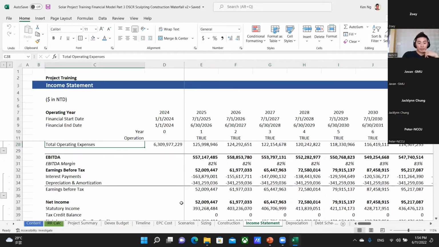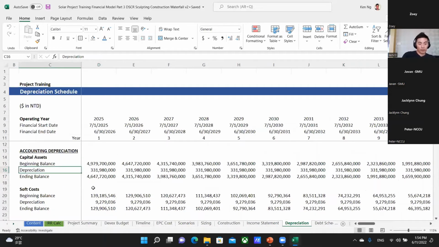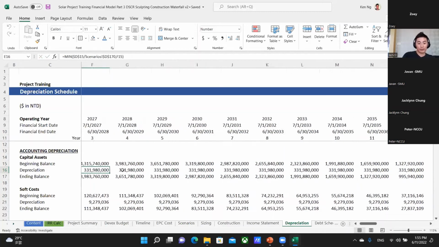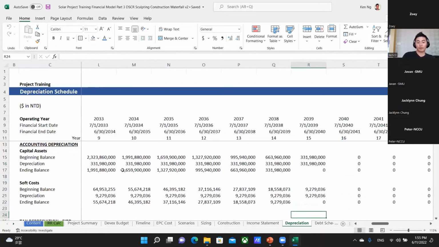Now, we also have the interest, the depreciation and amortization. That comes from our depreciation worksheet, which looks at the depreciation for our hard costs as well as our soft costs. Our soft costs would include the financing fees and the development budget. Our hard costs would include our construction costs for the solar power project. And in this case, we're depreciating it at a 15-year straight line. So you can see that every year the depreciation expense is the same. And by the end of year 15, we fully depreciate both assets.